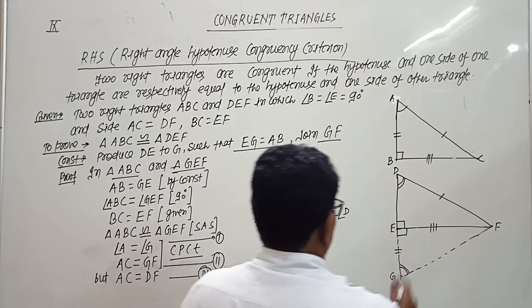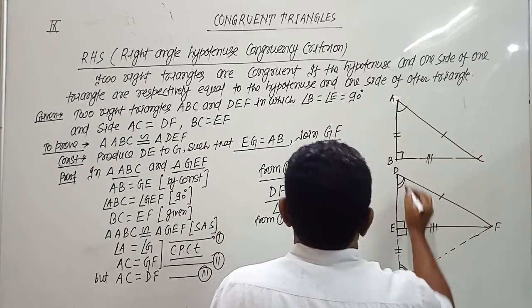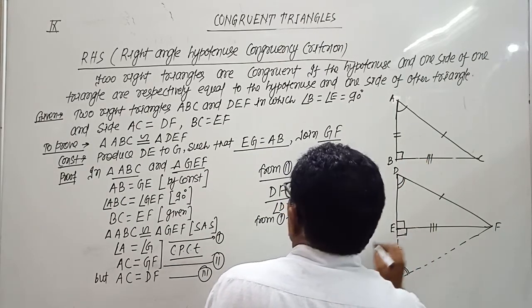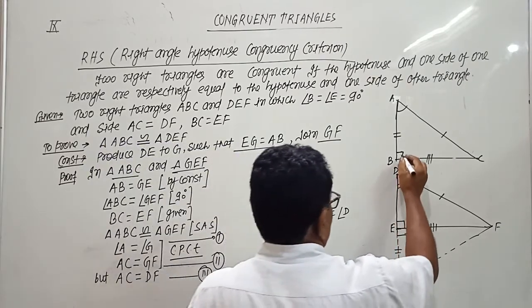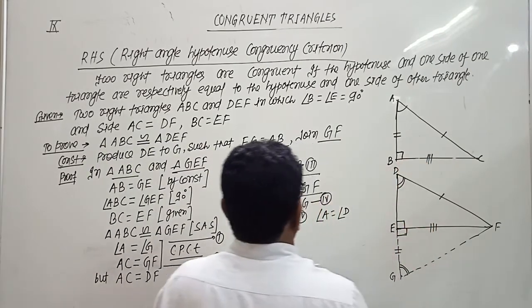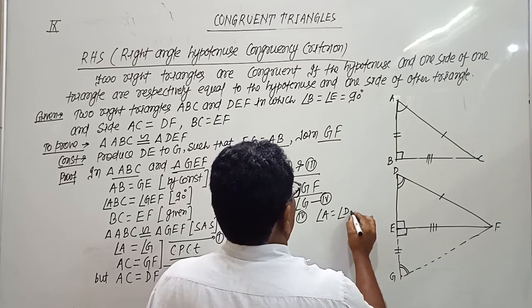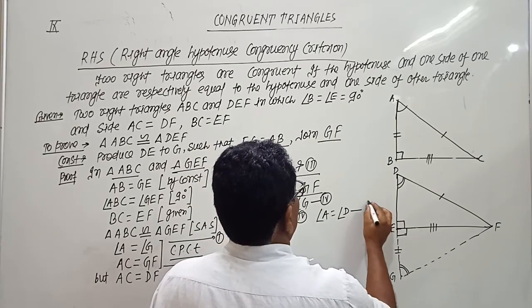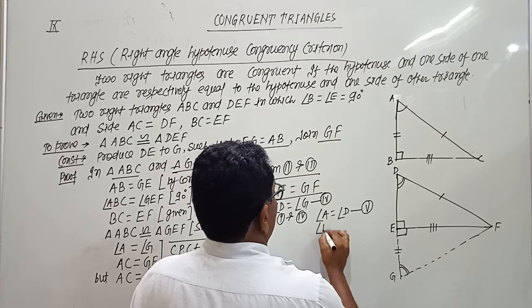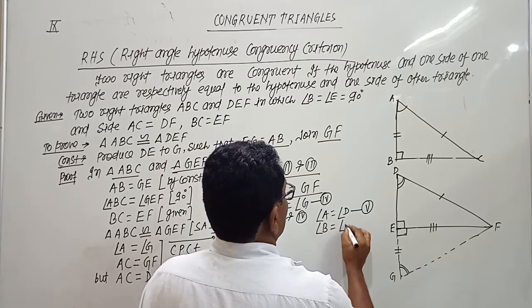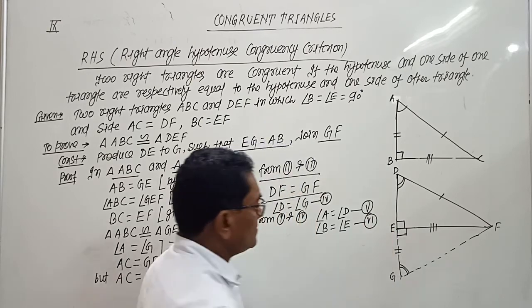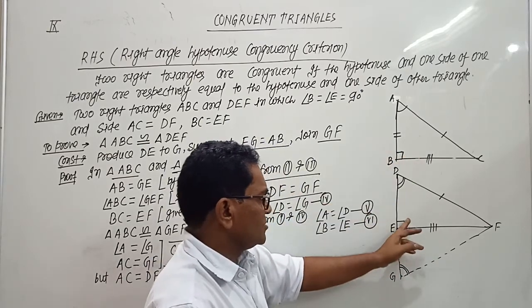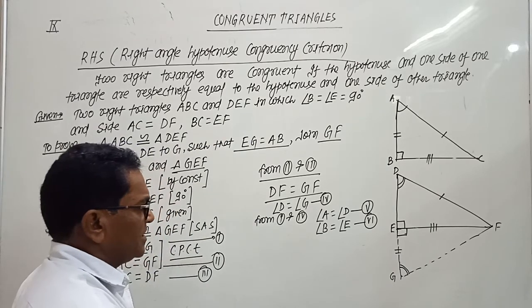But angle B was equal to angle E. This is 90 degrees and this is 90 degrees. So name it the fifth equation, and angle B equals angle E the sixth equation.